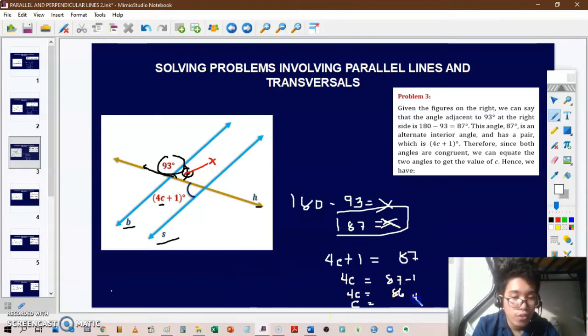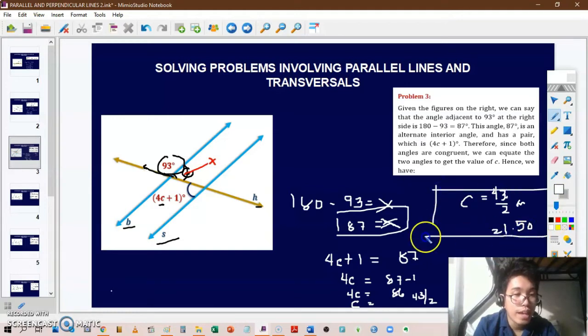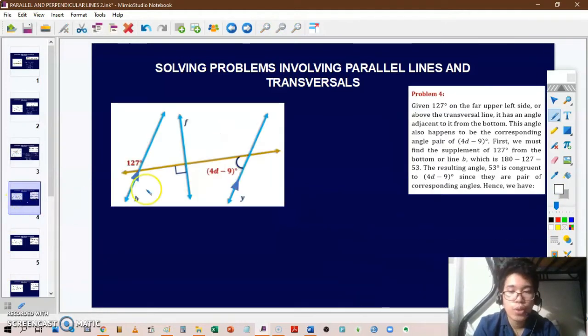43 over 2, or 21.5. So the value of c is 43 over 2, or 21.5. So that's easy. Okay, so let's try the fourth problem.